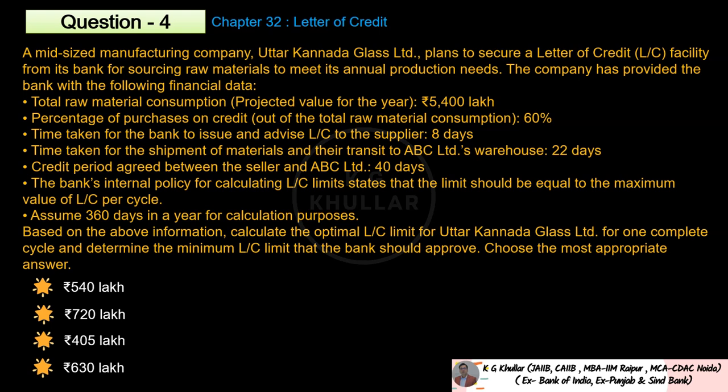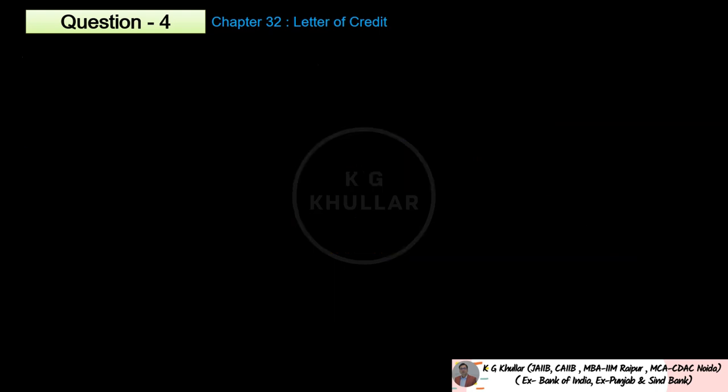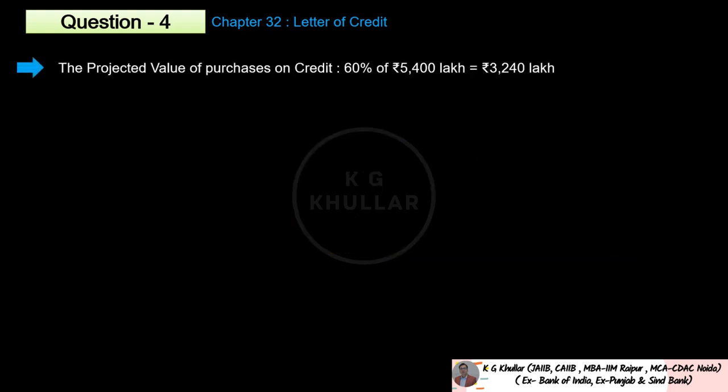Now friends, this is a very important numerical from this chapter. So let's see how to find LC limit. First, let's determine the projected value of purchases on credit, which will be 60% of rupees 5,400 lakhs, which equals rupees 3,240 lakhs.